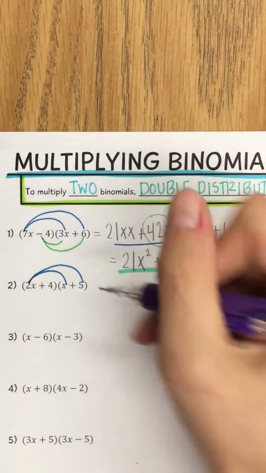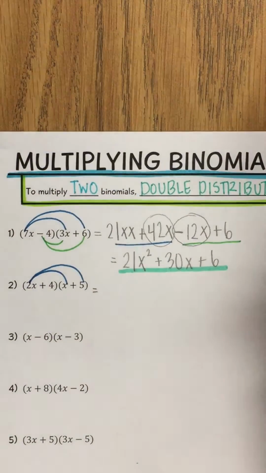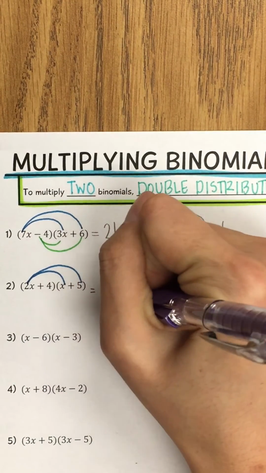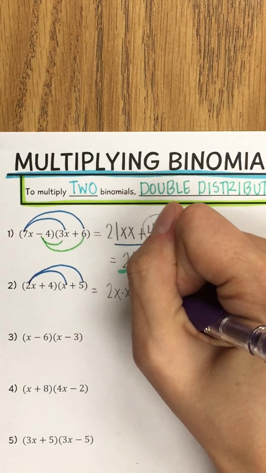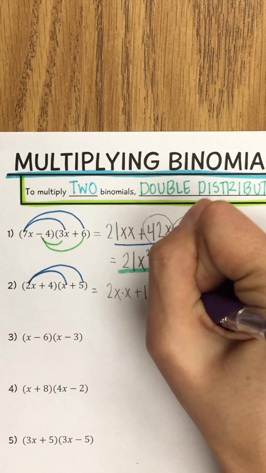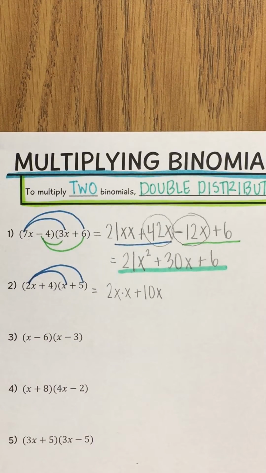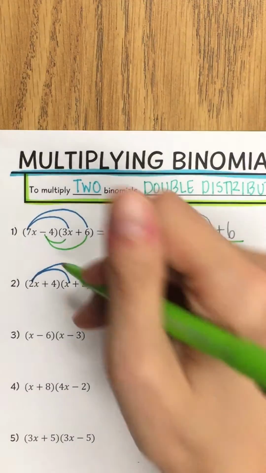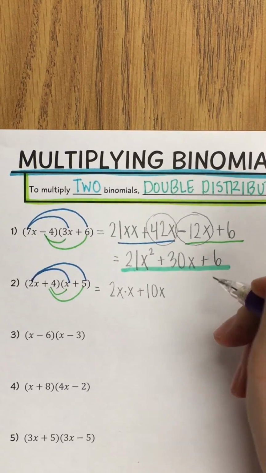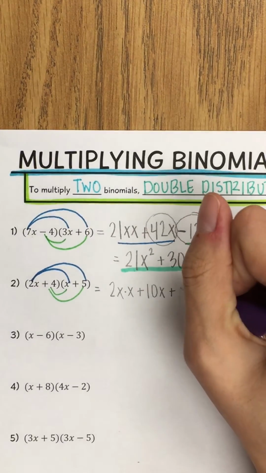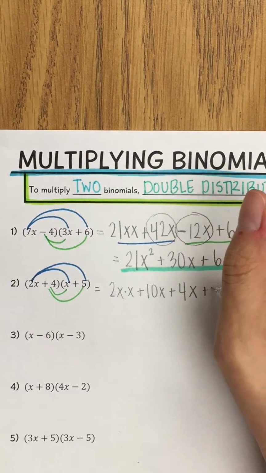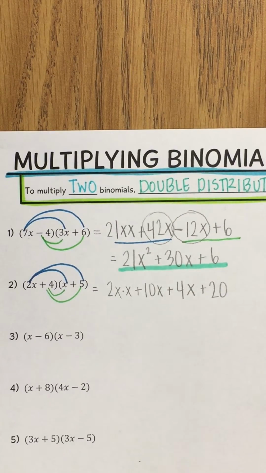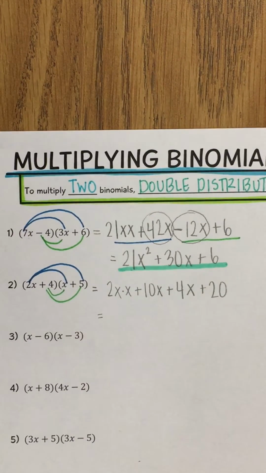So when I go to multiply this guy out, I'm going to get 2x times x, and then I'm going to get 2 times 5 is 10, and then just keep the x. Then underneath, I'm going to get 4 times x and 4 times 5. So when I do that guy, I get plus 4 times x is 4x, and then 4 times 5 is a plus 20. So just like in the last problem, we're going to simplify things down.